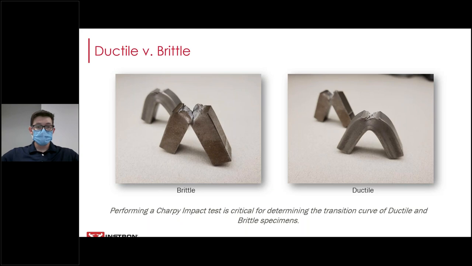Let's see, brittle and ductile, if you want to look at them comparatively. And if you see on the right, the more ductile failure is certainly more smooth and isn't as dynamically cracked as the brittle one on the left.